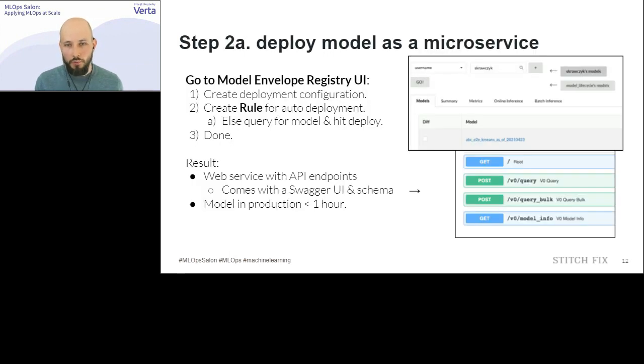Once things are in an envelope and they want to go to production, if they want to build a microservice, we have a UI where they can provide configuration for what that service should be, and then they have to specify some rules that will help determine what model should actually get deployed to that service. Again, this is self-service, very easy for them to get set up with and deploy something. The end result is they get a nice set of endpoints with some Swagger UI and schema, so they can easily introspect and poke at things. And again, they're in production in under an hour.